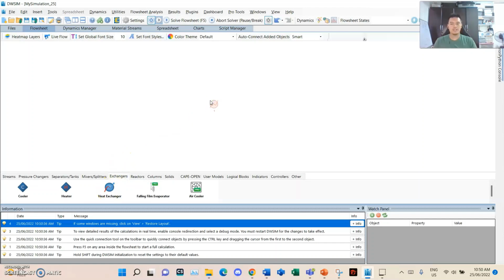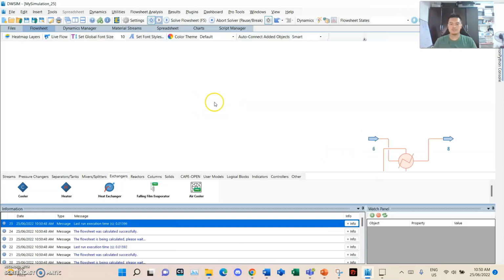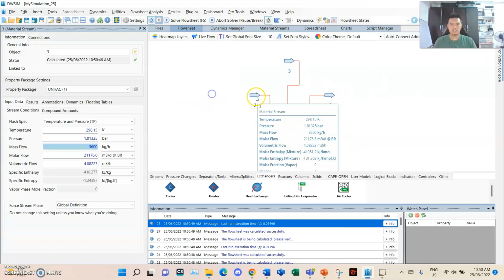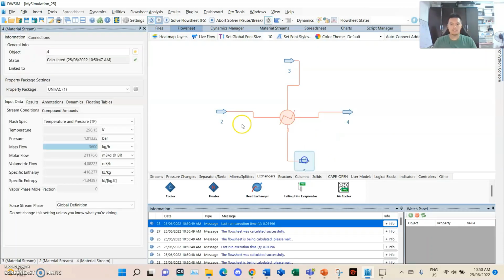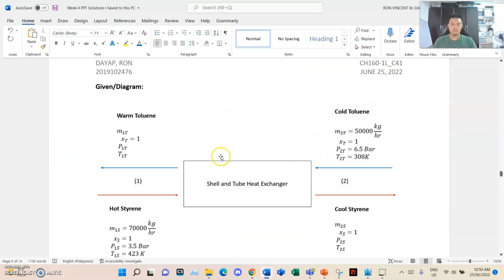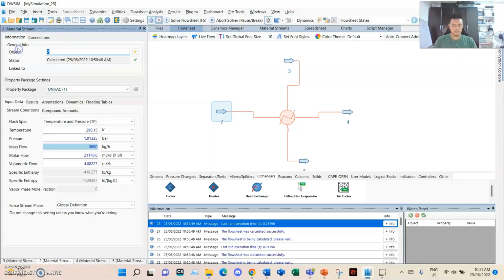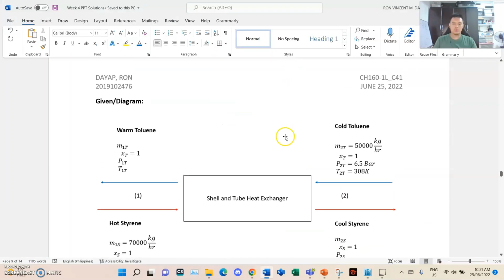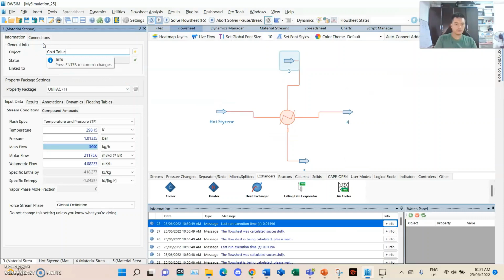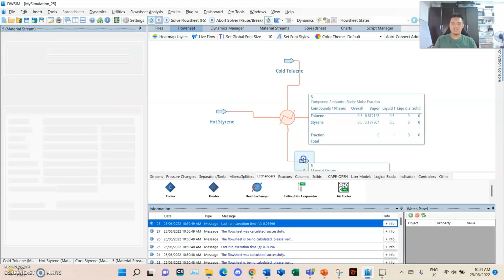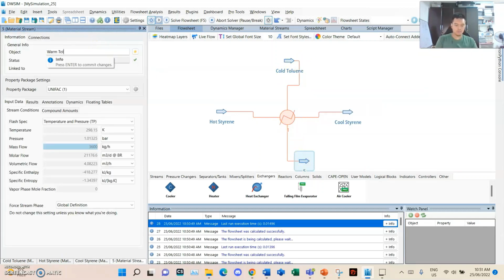Then we need to go to the exchangers. Click heat exchange. And the beauty of this update is that it automatically prepares the streams for us. So we'll adjust it to ease identification. Let us rename it. What enters is the hot fluid, so we'll call it hot styrene. And what also enters is cold toluene. Then when hot comes in contact with cold, it becomes cool, so we'll call it cool styrene. And when cold comes in contact with hot, I would like to name it warm toluene.